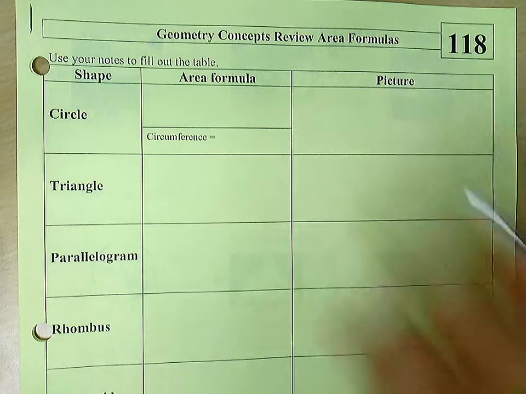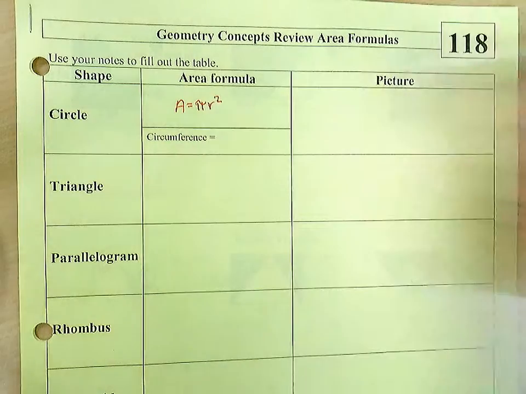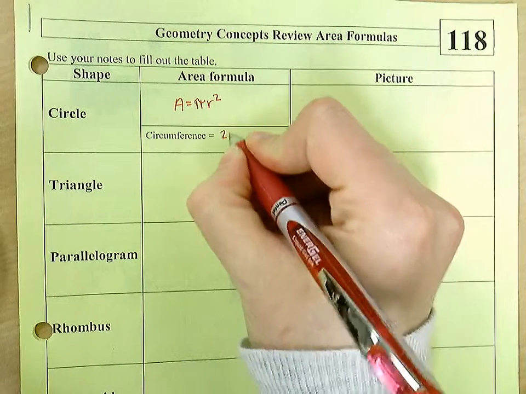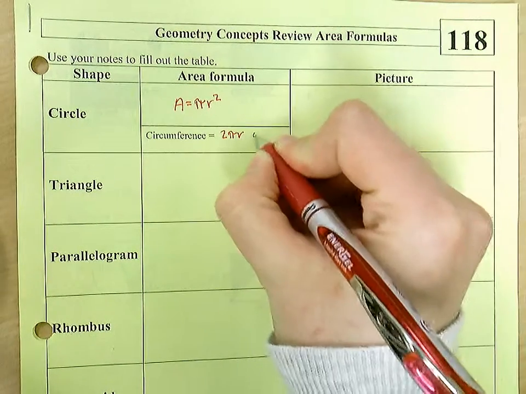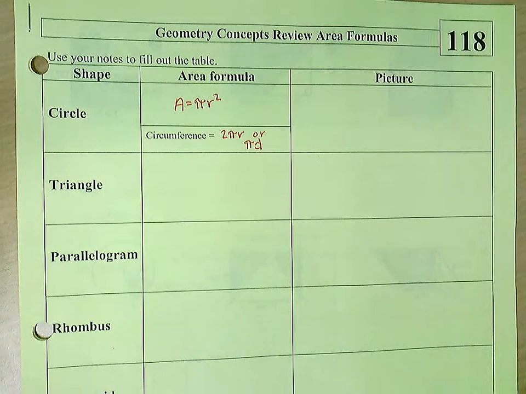Okay, the area formula for a circle is pi r squared, where r is the radius. Okay, r is the radius of that circle. Now that is different from the circumference of a circle. Okay, circumference is 2 pi r, or pi times the diameter. So with circumference you can use the diameter. With area of a circle you cannot.